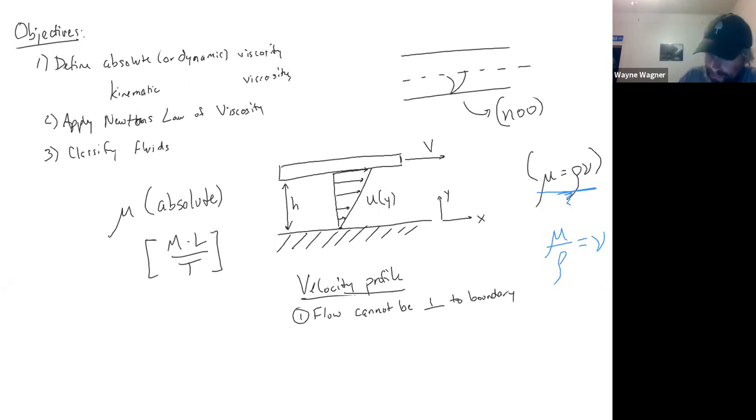Which means that basically at this point right here, the flow cannot have a vertical component. It also can't have a vertical component right here, although it has no components right there. The reason for that is because if it did, then that would mean that some of the fluid was going into or out of that solid object, which is impossible. The other thing that we say is we have what's called a no slip condition, which basically says the velocity at the boundary has to equal the velocity of the boundary.